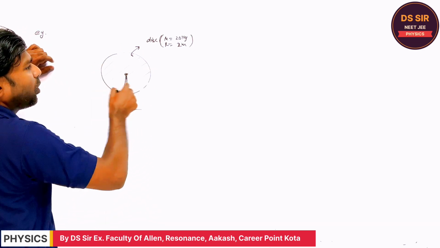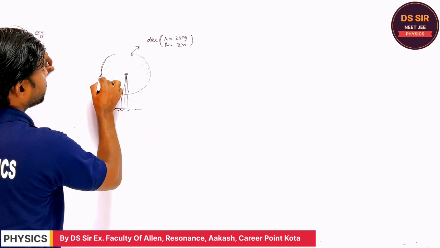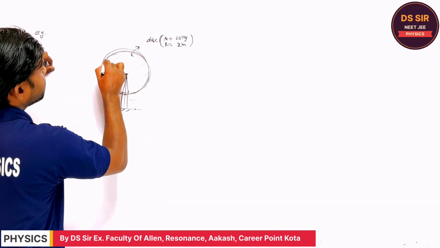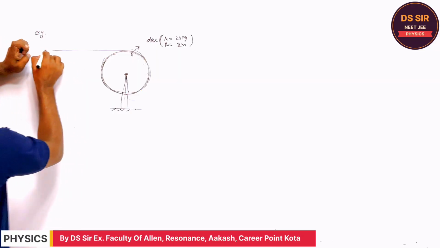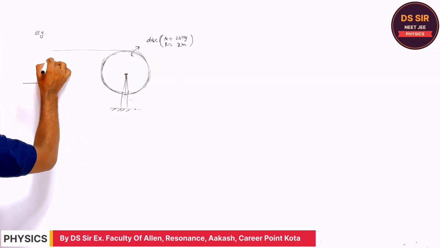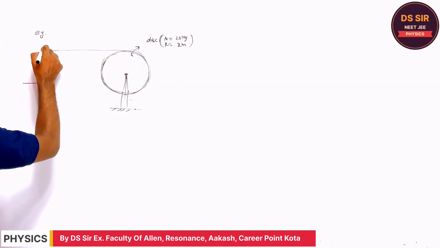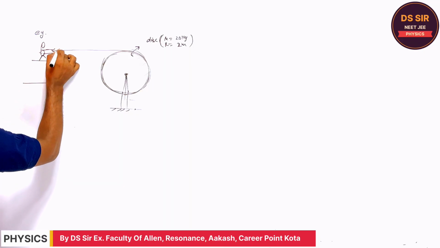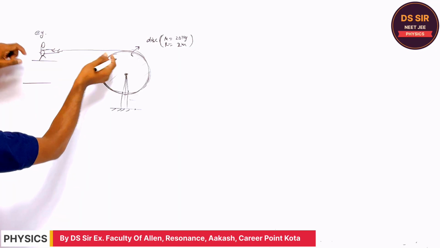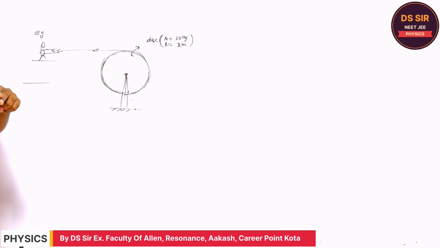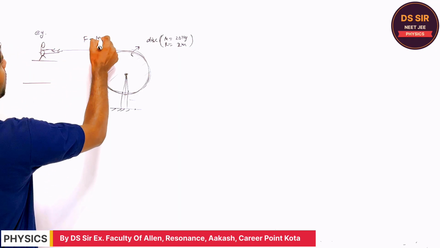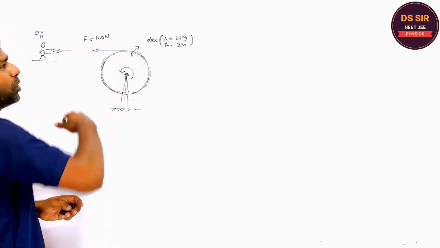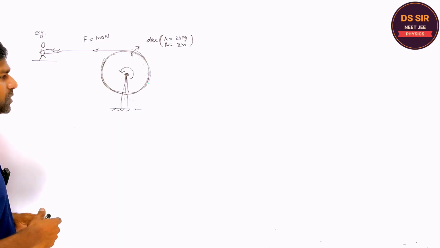And a string is wrapped over this, over the circumference, like this. Here you are standing and you are pulling this by applying a force, and the force is supposed to be 100 Newton. And this is the axis of rotation. So it will start rotating like this or not, you tell?